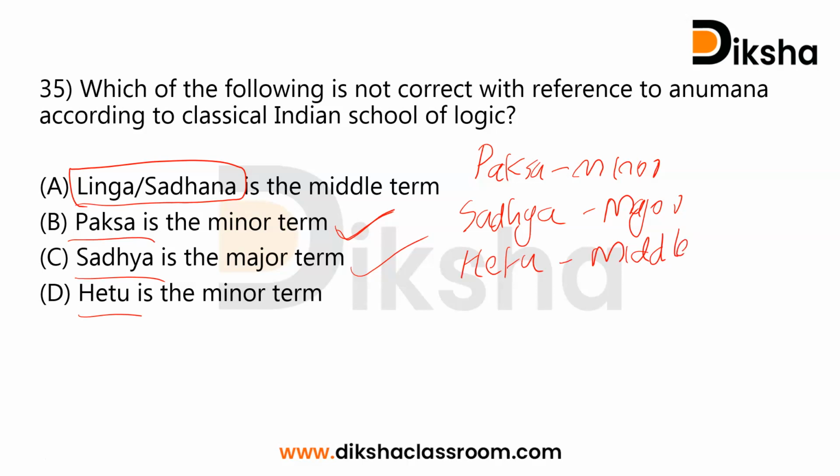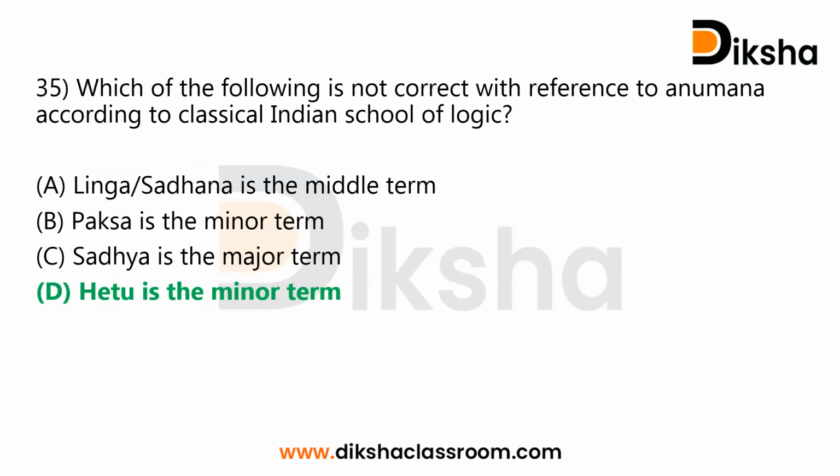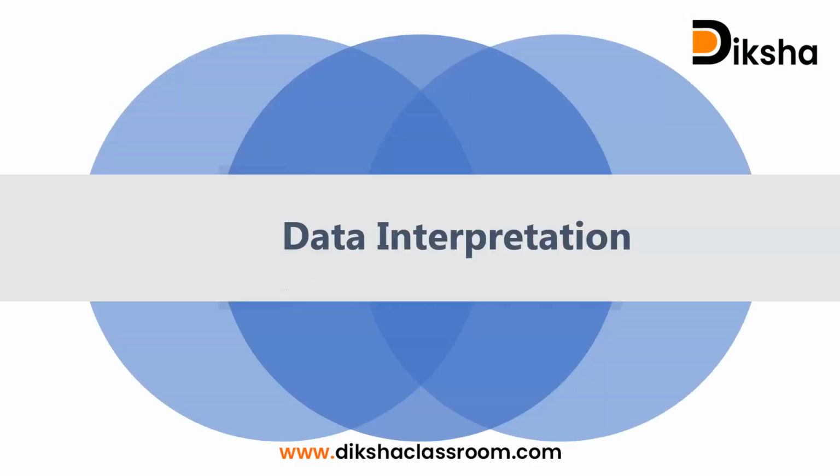So we have options B and C as correct, because Paksha is a minor term, Sadhya is a major term, and Hetu is a middle term. Also, Linga and Sadhana are the same as Hetu, so option A is also correct. Option D is wrong because Hetu is not the minor term. Hetu is the middle term. So option D is the answer to this question, since they have asked about the not correct one. So option D, Hetu is a minor term, is the correct answer. So that's all about the questions from logical reasoning. We will be discussing questions from data interpretation next.